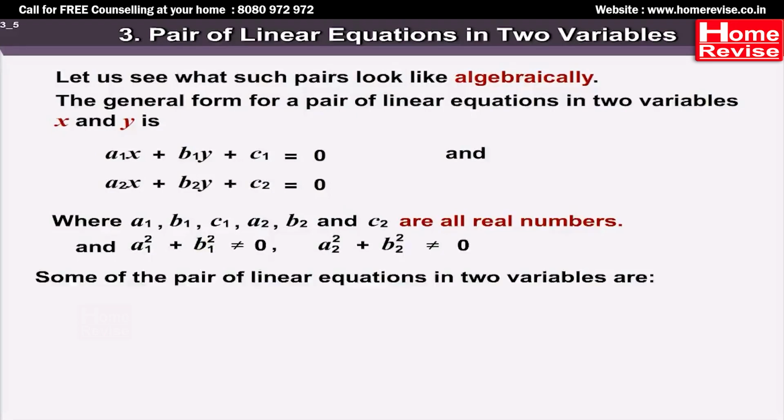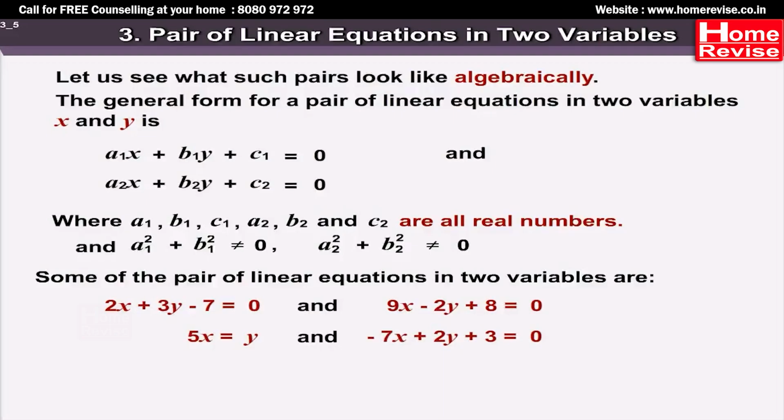Some of the pairs of linear equations in two variables are 2x plus 3y minus 7 is equal to 0 and 9x minus 2y plus 8 is equal to 0. Similarly, 5x is equal to y and minus 7x plus 2y plus 3 is equal to 0.